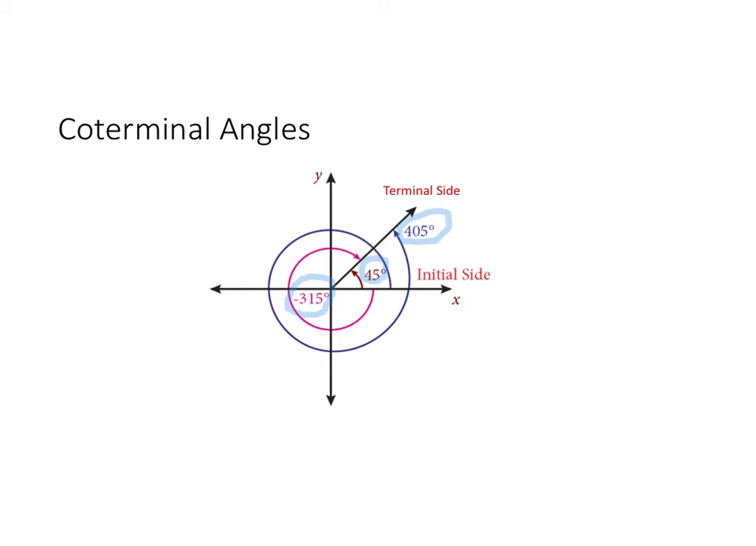There are an infinite number of coterminal angles because you could keep going around and around as many times as you wanted before reaching the terminal side. So there's an infinite number of coterminal angles. All three of these happen to be three particular coterminal angles for this setup.